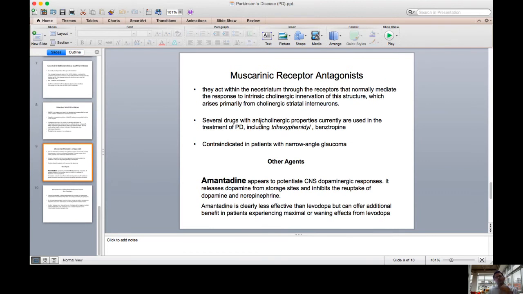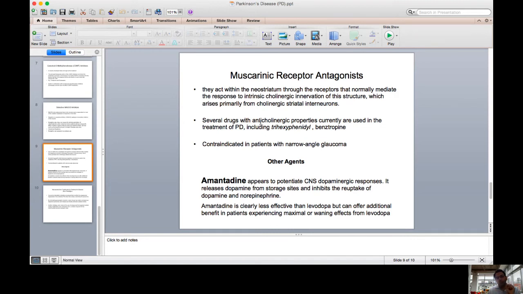Next category is muscarinic receptor antagonists. Now we have studied about these antagonists, and in our first part of the lecture, what was our presumption or hypothesis? That when dopamine level falls, acetylcholine level will appear to be increased, and this imbalance is actually the culprit for the bradykinesia and other outward symptoms of Parkinson's disease which we see.